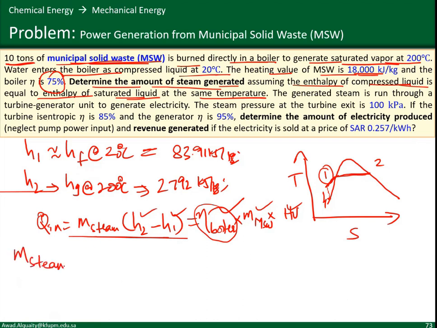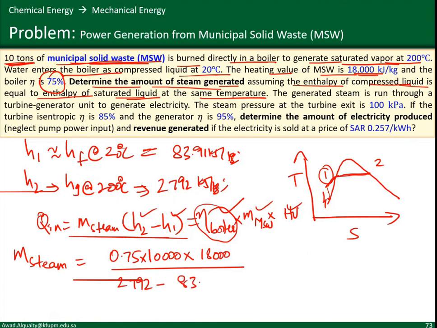So mass of steam comes out to be boiler efficiency 0.75 or 75% times mass of municipal solid waste. 10 tons means, 1 ton is 1,000 kilograms, so we're talking about 10,000 kilograms here, right? So this is simply mass of municipal solid waste, 10,000, multiplied by heating value 18,000 kilojoule per kilogram, divided by H2 minus H1, right? And H2 minus H1 is simply 2792 minus 83.9.